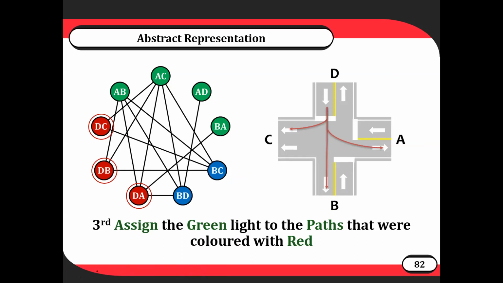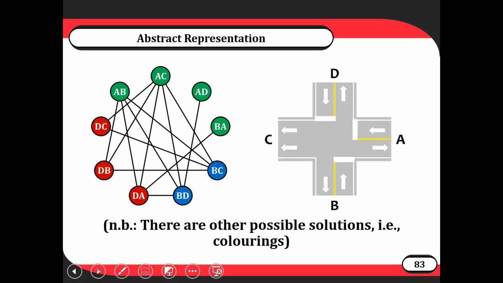So not only does this coloring of our graph give us what we can safely green light at the same time, but it also gives us a schedule. And note, this is not the only possible schedule. There are other ones. In particular, we could say BA could be blue. So we could add it to the blue and green light it with the rest of the blues, and it would not create any conflicts, because there are no edges between them. And the same thing with AD. AD could be red. So there are other possible solutions, and these are the two simplest examples. There are more.